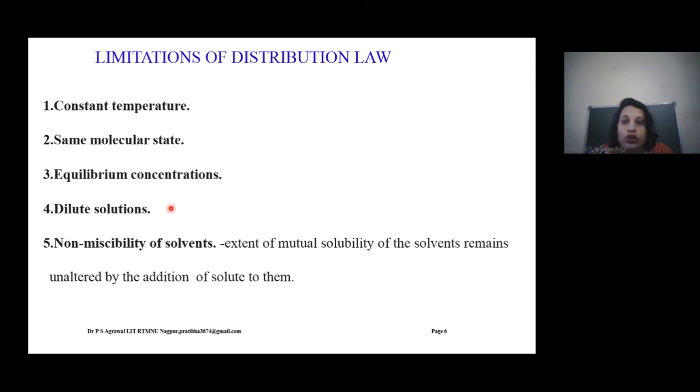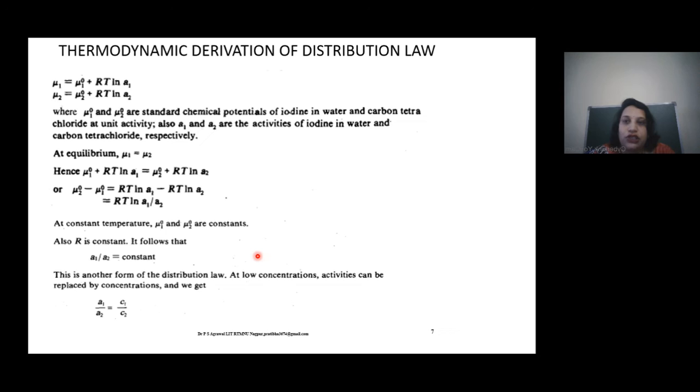That law will not hold good if the concentrations are high. This law is applicable for dilute solutions only. Non-miscibility of the solvent: we have taken that the two solvents are immiscible. They should be non-miscible or very slightly soluble. The extent of mutual solubility remains unaltered by the addition of solute. It should not be changed. So these are the limitations of the distribution law.